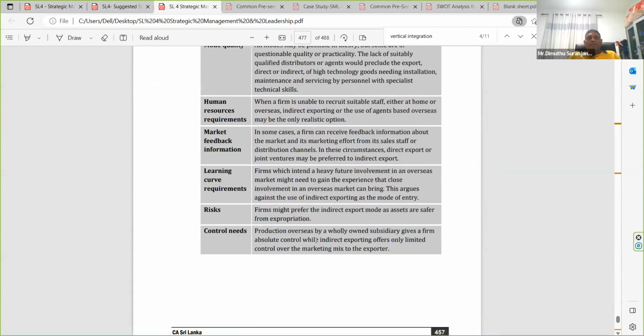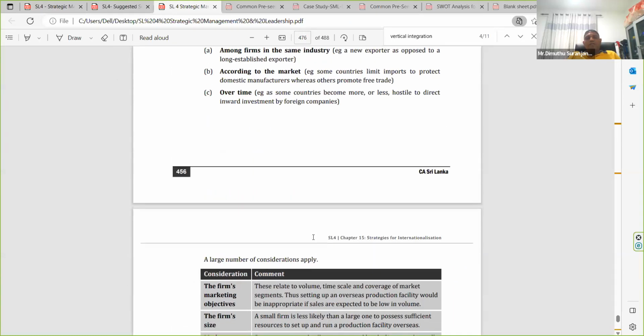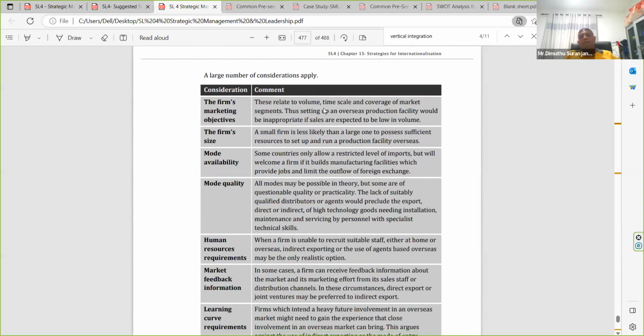And now here, see, you see, a large number of considerations apply. When you take a decision to entry for a foreign market, there are so many factors to be considered. So examiner want to test this area. Right? So that's the last thing in your study facts actually. He tested the question from that.